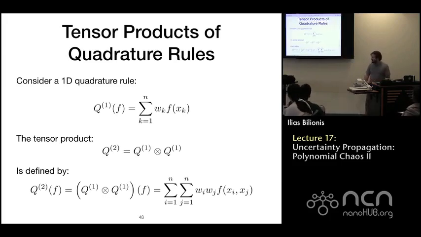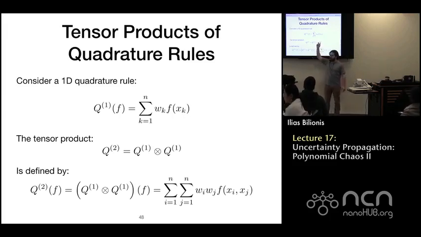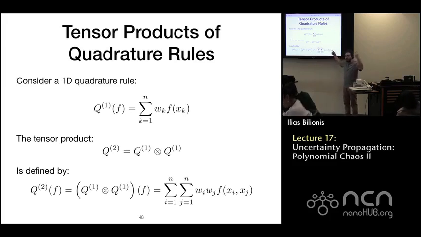Formally, the tensor product between two quadrature rules in one dimension is a quadrature rule in two dimensions, and that quadrature rule is this quadrature rule. So it's a quadrature rule whose nodes are all pairwise combinations of the nodes of the 1D rule, (x_i, x_j), where x_i and x_j are nodes in the 1D rule, and the weights are all the pairwise products of the weights of the 1D rules. So this is the definition of the tensor product of the quadrature rule.